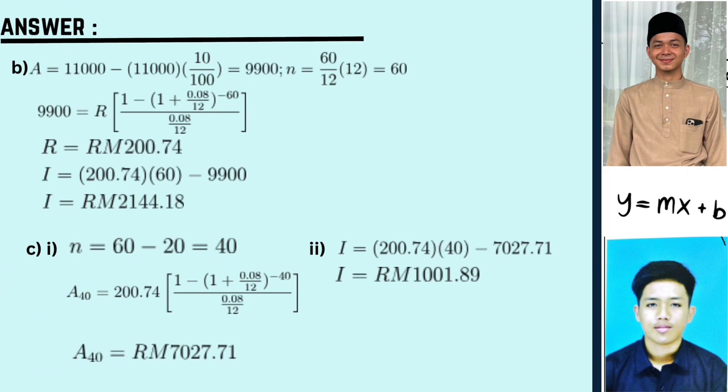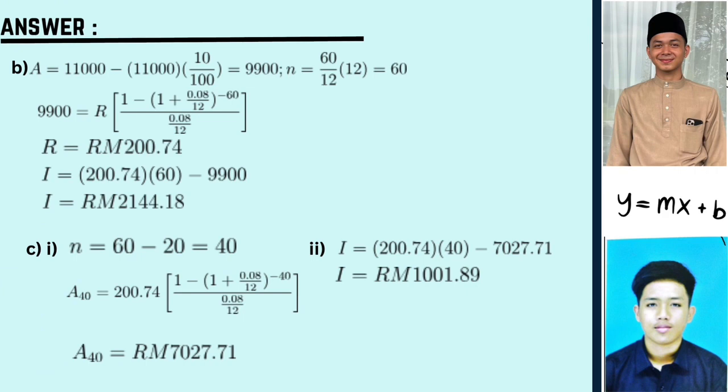We use A equals R times (1 minus (1 plus 0.08 over 12) to the power of negative 60) over i, and we get R equals 200.74. Now we need to find the interest. I equals 200.74 times 60 minus 9,900, and we get the interest is 2,144.80. Okay, that's all from A and B.